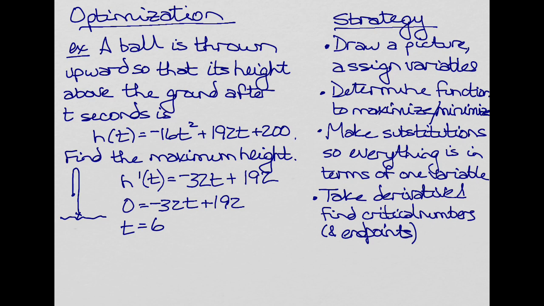Have we answered the question? The question was, find the maximum height. And I have t equals 6. So I have not answered the question yet. I've found when the maximum height happens. It's going to happen 6 seconds after we throw the ball upward. But what is the maximum height? We're going to need the function for that. So h of 6. And when all the dust settles, we get 776 feet above the ground is the maximum height.